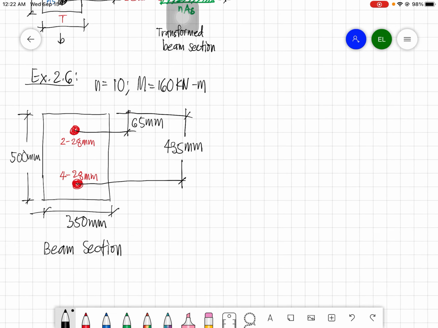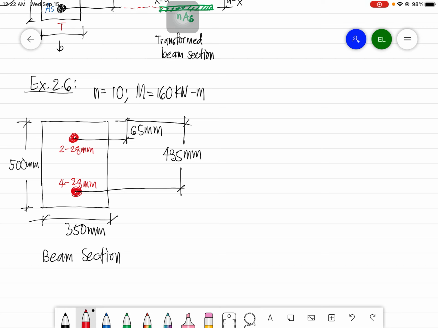So now let us transform it. Let's transform the beam. Let us assume that this is the neutral axis. So we have this neutral axis here.